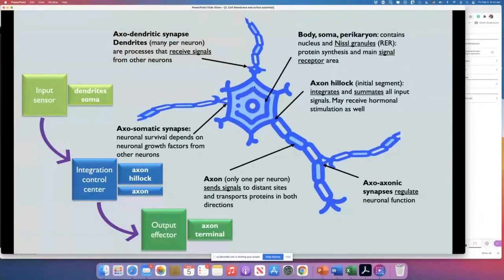But in many cases, all of the processes that occur in the soma, as a result of all of this stimulation or inhibition from many different neurons, are going to reach the axon hillock, and the hillock is going to take the decision. The hillock is the integration or control center of the neuron, the one that decides if an action potential will take place or not.